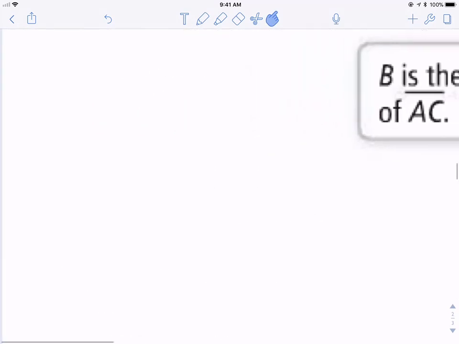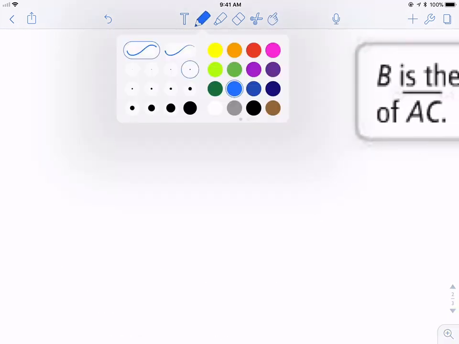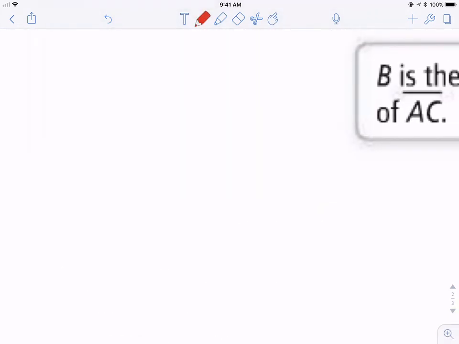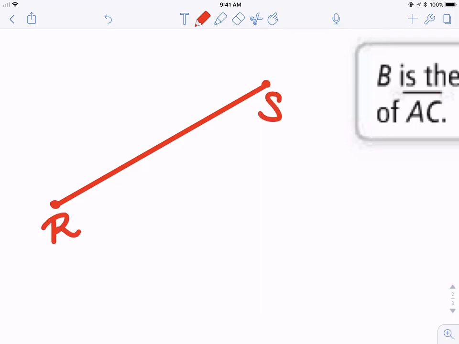Okay, so here's a picture. Let's say I draw you a segment and I say, okay, here's segment RS. Is M the midpoint of that segment? Well, maybe. We can't really tell for sure. Why not? Well, because it's not marked. So be careful about assuming things.